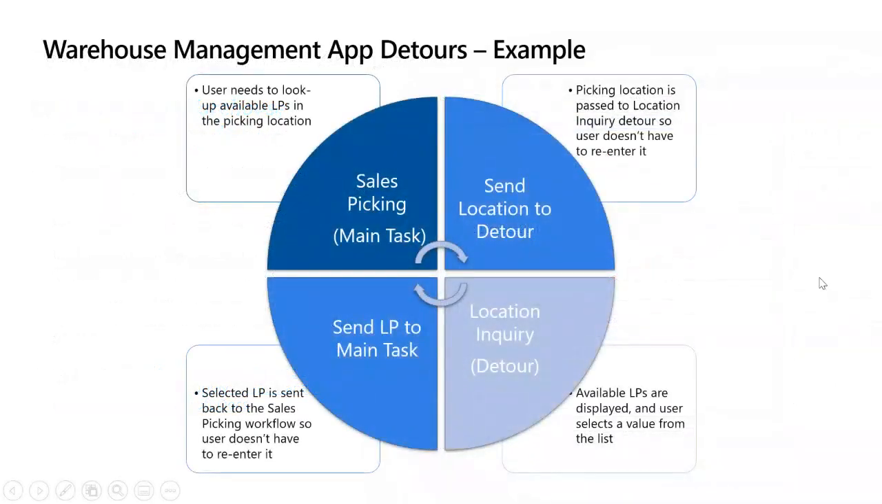So we're going to go through an example here before we jump into the live demo. As I mentioned, we're going to go through a sales picking task. So if we read this graphic from the upper left-hand quadrant and then around clockwise: if I'm completing a sales pick, and I'm the user on the mobile app and I arrive at the picking location and maybe the license plates are damaged or missing or facing the wrong way where I can't scan them easily, then I may want to pause my picking task and go to a detour task, which is a location inquiry to find a license plate that I can pick.